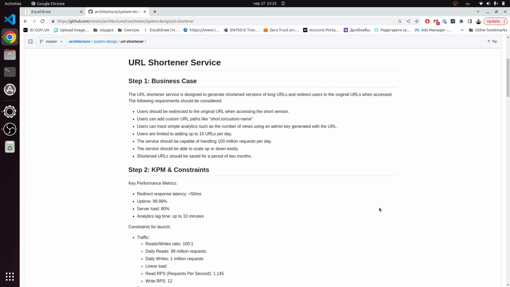So today we will talk about a URL shortener service. It's a typical interview question for architecture, and you may find many different solutions on the internet, but in this example I want to talk not about the technical part of the solution, but mostly about what the system design process looks like, what crucial parts it has, and why they are important.